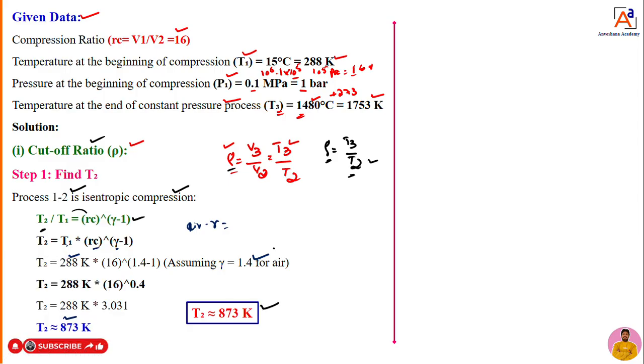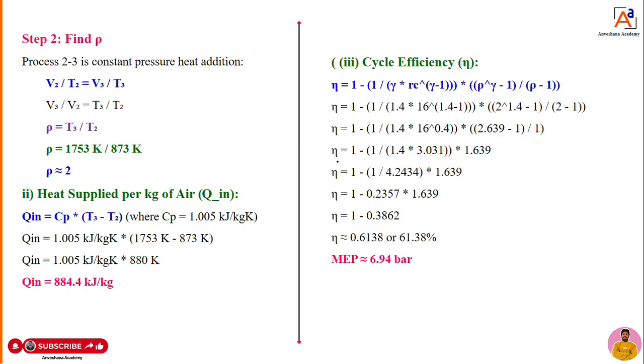Once you know the value of T2, you can easily calculate the value of the cutoff ratio, that is rho. As I told, dear students, we have an equation: V2 by T2 is equal to V3 by T3. So therefore V3 by V2 is equal to T3 by T2. This is the equation I am using now.